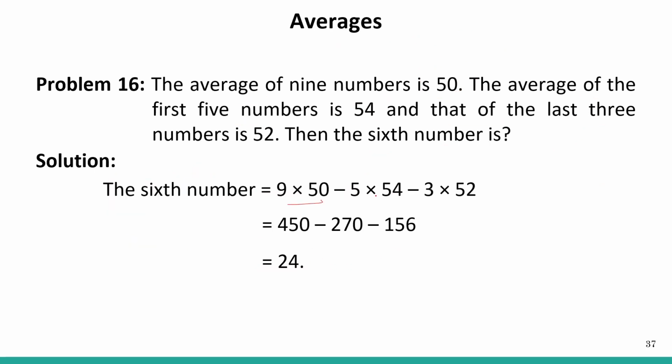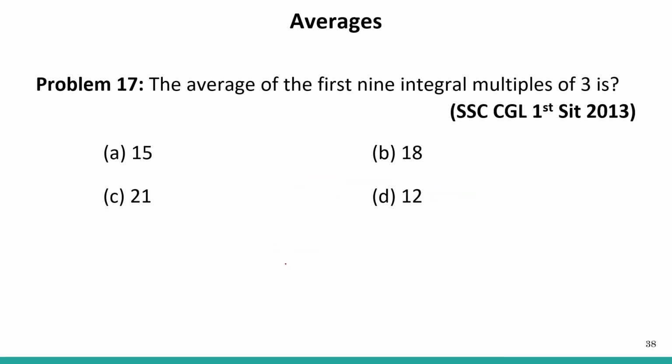So 9 into 50 minus 5 into 54 minus 3 into 52. This is the average of the last 3 numbers, the average of the first 5 numbers and the average of the whole 9 numbers, and it is equal to this much, that is 24.